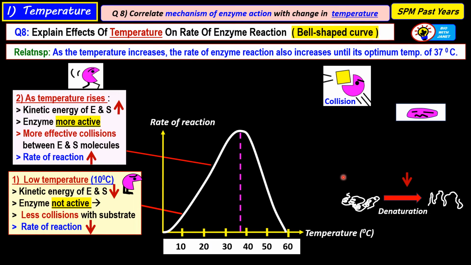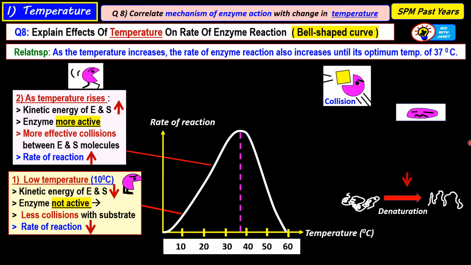Now, as the temperature increases, the rate of enzyme reaction increases. So what happens here? As temperature increases, the enzyme gets more active because it has more kinetic energy from the heat in the environment. And substrate molecules are also more active. So there are more effective collisions, more successful collisions between enzyme and substrate molecules, and more products are formed. So the rate of reaction increases.